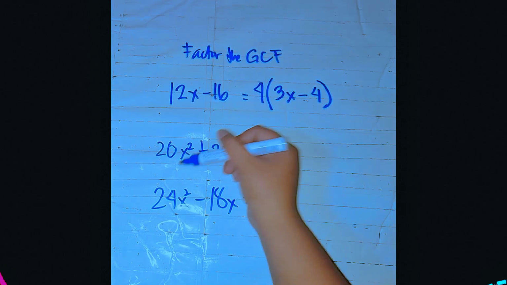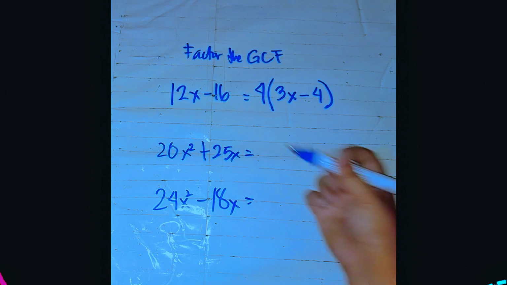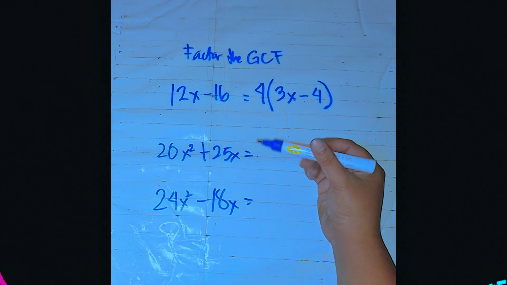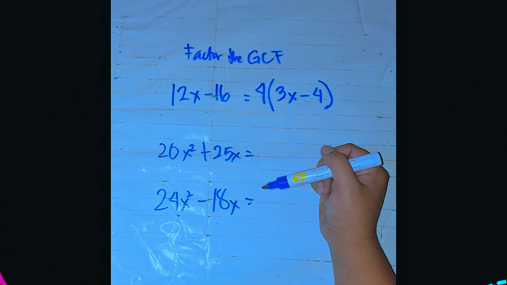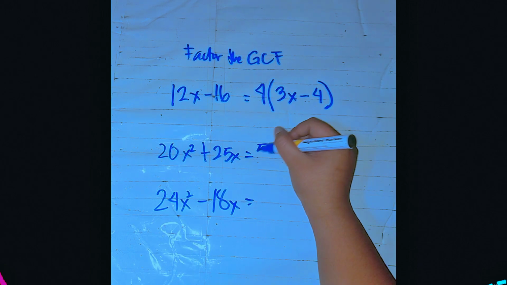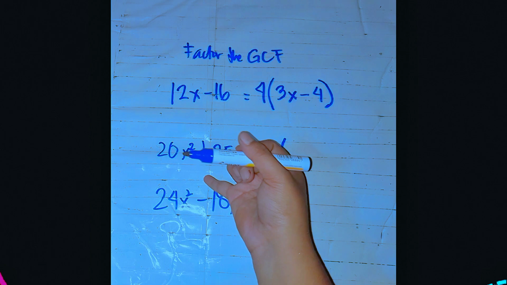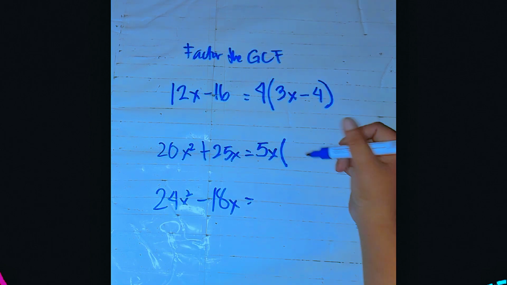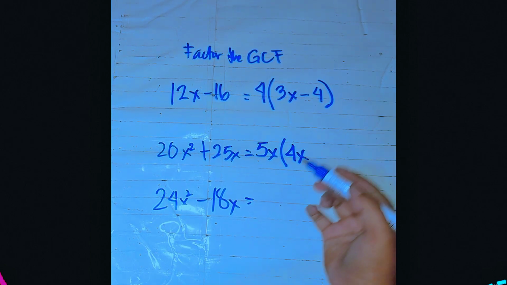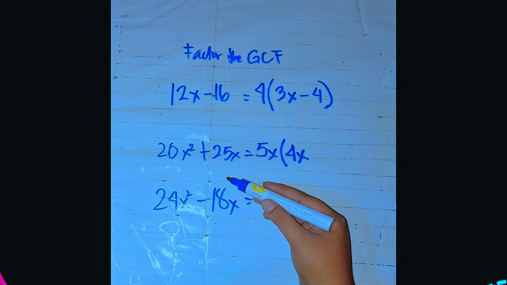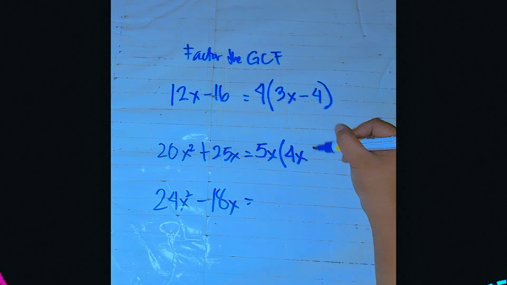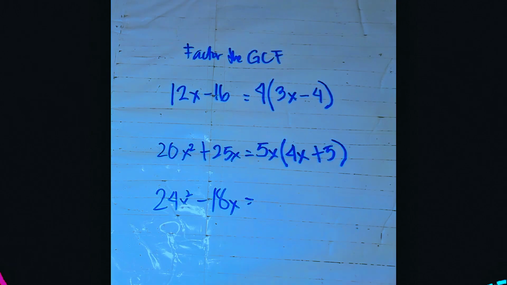Next we'll have 20 and 25. 20x squared and 25x can both be factored by 5x. So we'll have 5x here. 20x squared divided by 5x is equal to 4x. And 25x divided by 5x is equal to positive 5. Then there you have it.